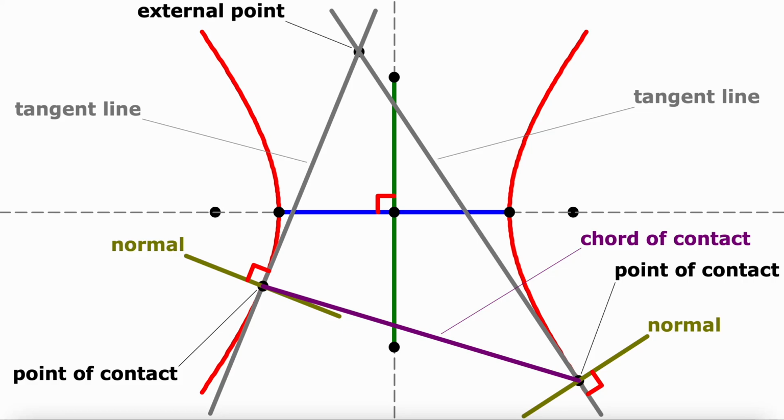A point of contact is a point at which the tangent line touches the hyperbola. The tangent line and the normal line intersect perpendicularly at the point of contact. A normal is a line perpendicular to the tangent line.